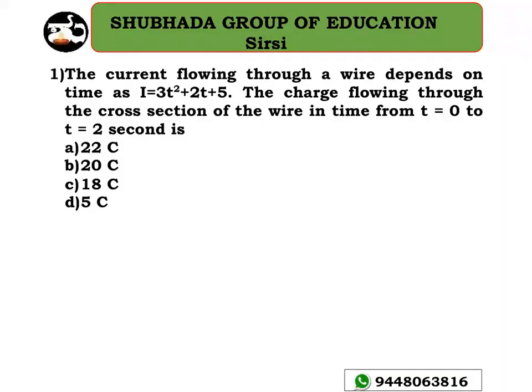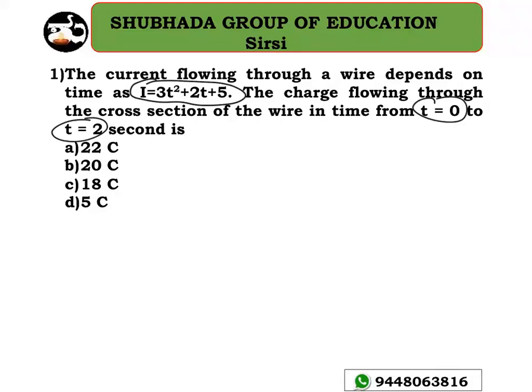So here is a problem on current electricity. Look at the first problem. The current flowing through a wire depends on time as I equal to 3t square plus 2t plus 5. The charge flowing through the cross section of the wire in time t equal to 0 to t equal to 2 seconds is right.